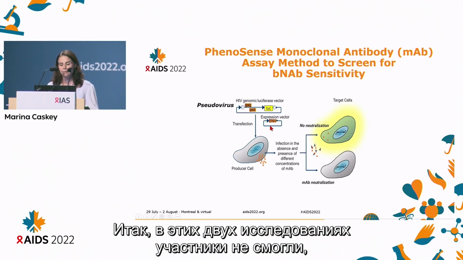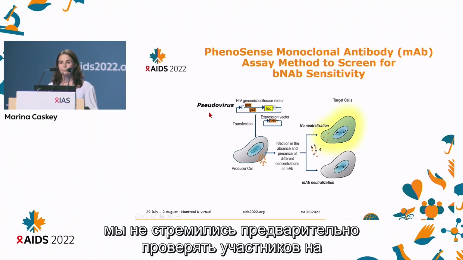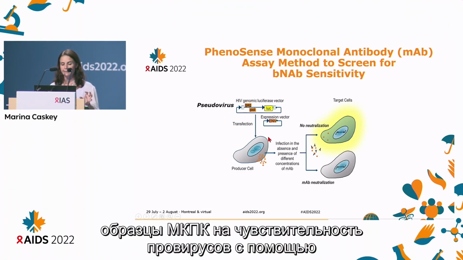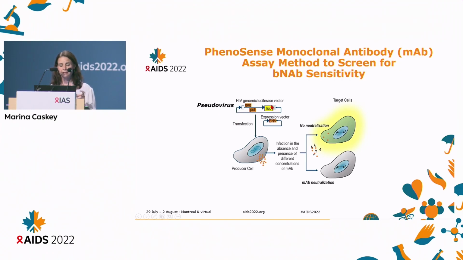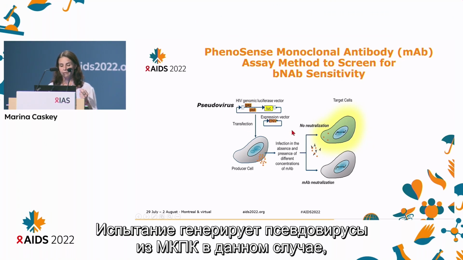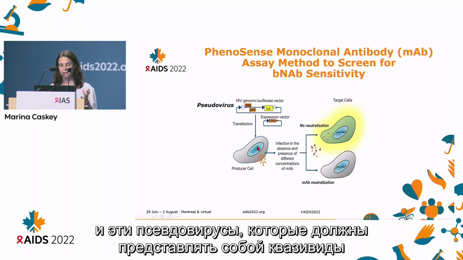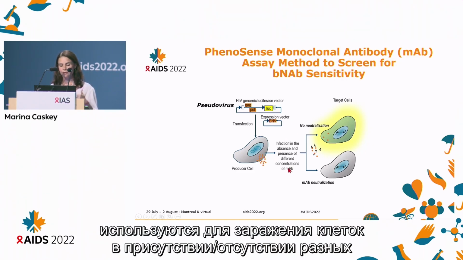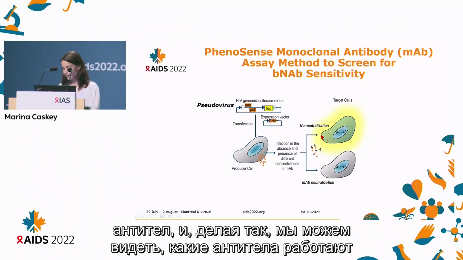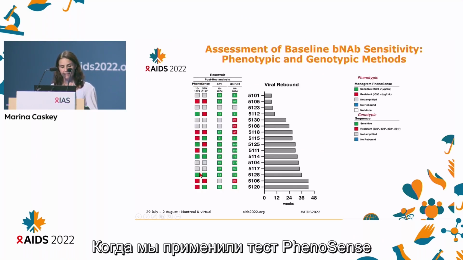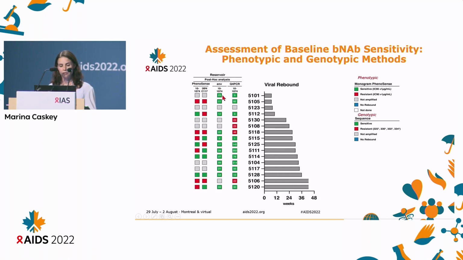In these 2 studies, we did not attempt to pre-screen participants for bNAb sensitivity, but after the study, in one of the 2 studies, we tested PBMC samples for sensitivity of the proviruses by an assay called the PhenoSense assay, which is currently the only clinical assay that we may be able to apply in clinical trials. This assay generates a pseudovirus from PBMCs in this case, and these pseudoviruses, meant to represent the quasi-species in the reservoir of an individual with HIV, are used to infect cells in the presence or absence of different antibodies. By doing so, we are able to know what antibodies may work or not for a given participant.